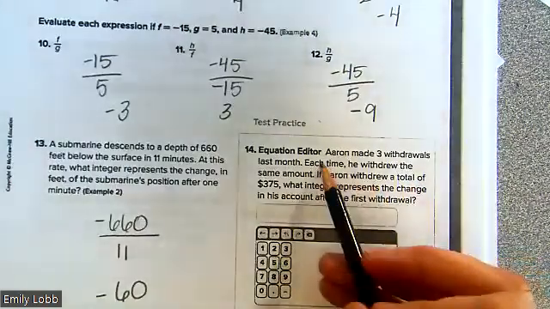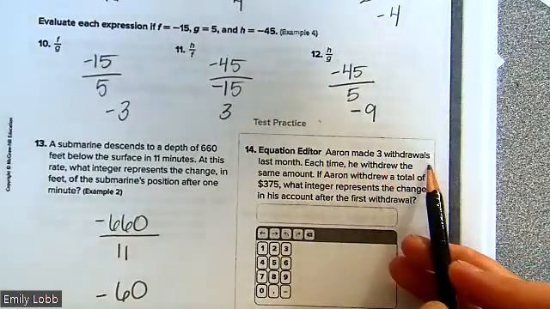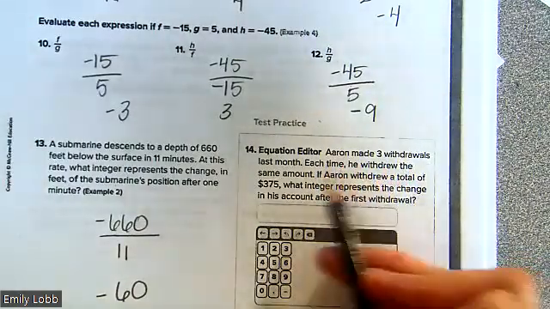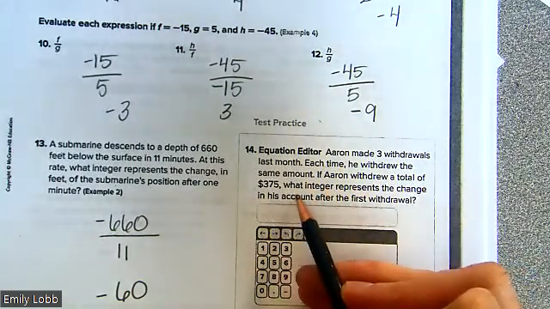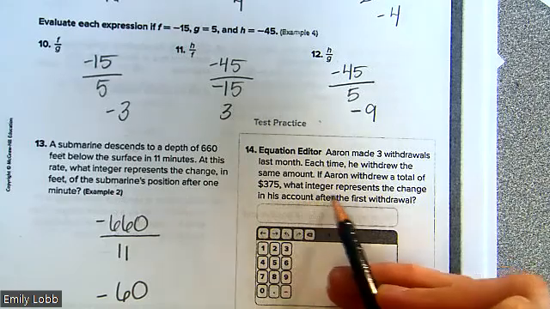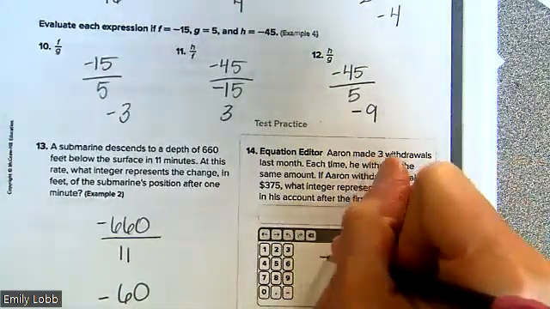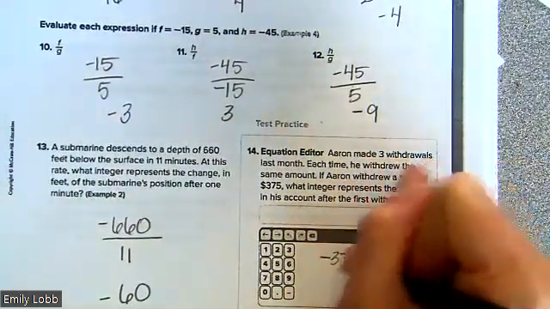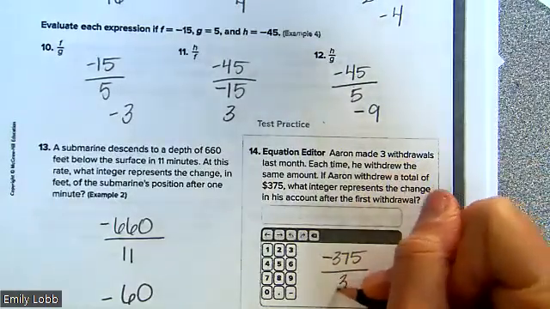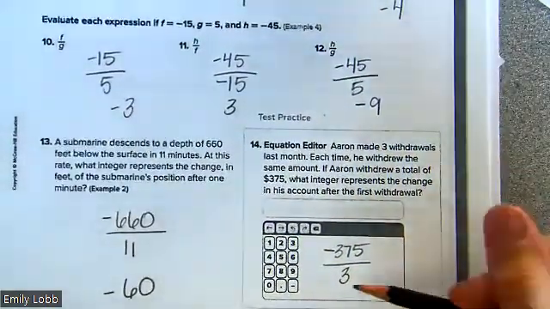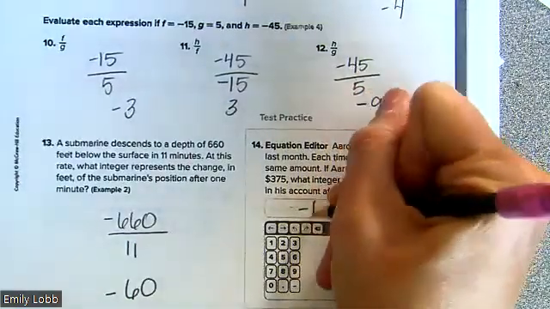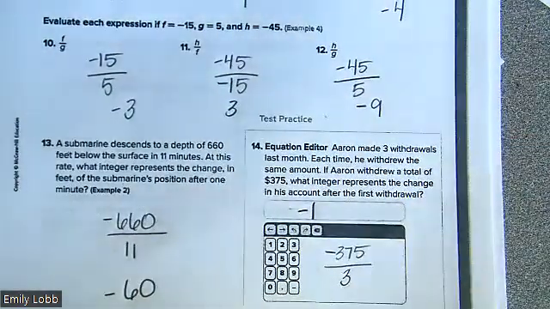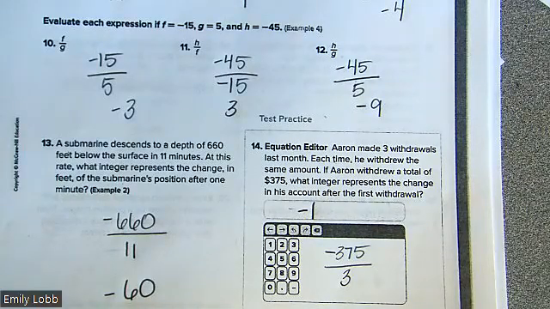All right. Aaron made 3 withdrawals last month. Each time he withdrew the same amount. If Aaron withdrew a total of $375, what integer represents the change? So negative 375 divided by 3. Well, first of all, how many times can 3 go into itself? 1. And how many times can 3 go into 75? 25 cents, right?